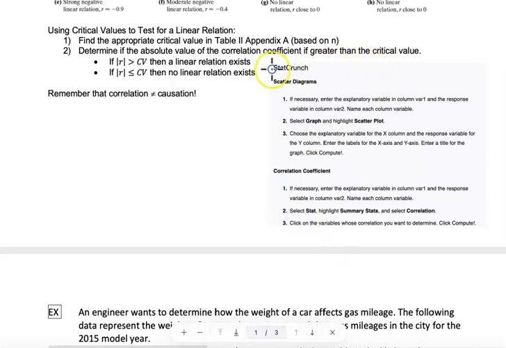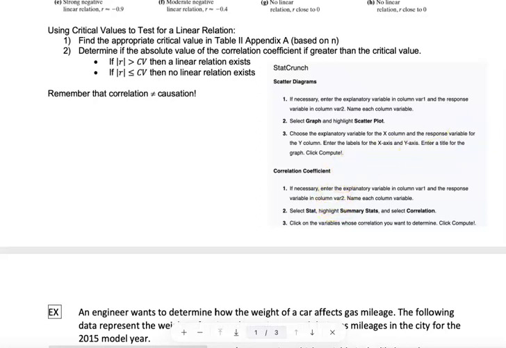I've also got your StatCrunch directions here for you. Again, remember that it's important that you know which variable is the explanatory and which variable is the response. So response is your dependent variable. That's what we're trying to predict. It's pretty simple. You just go to Graph, you go to Scatter Plot, and click Compute. The correlation coefficient is part of Summary Stats. If all you need is r, you can very quickly get that value as well.